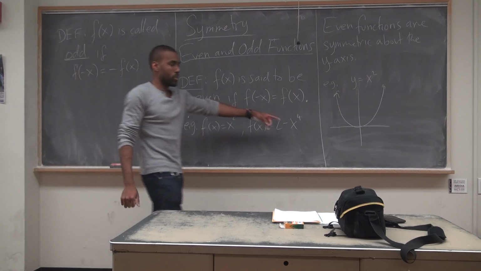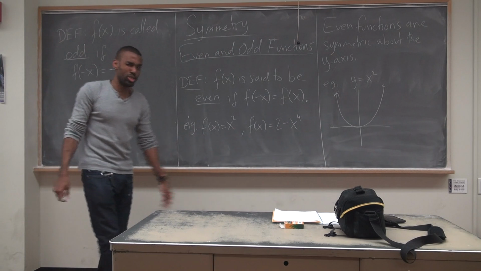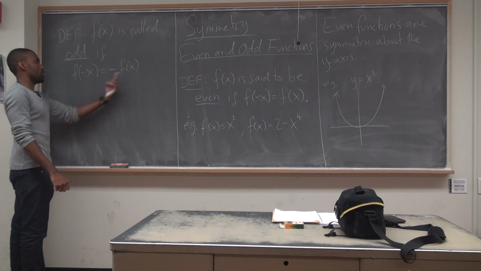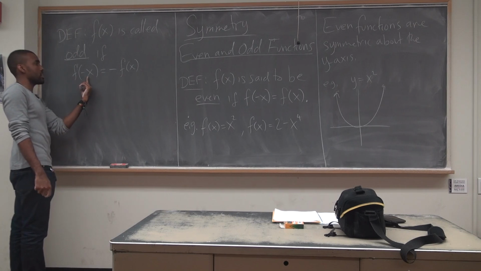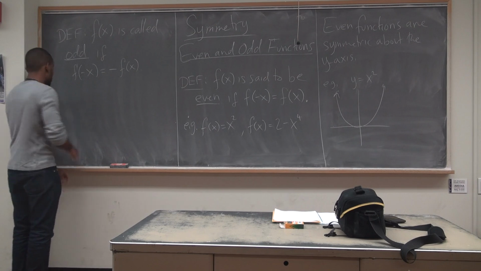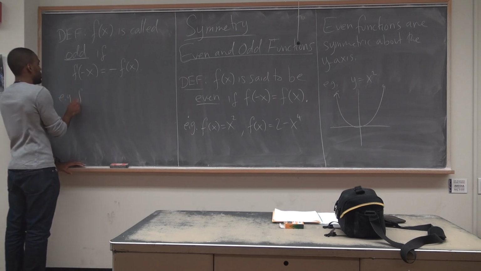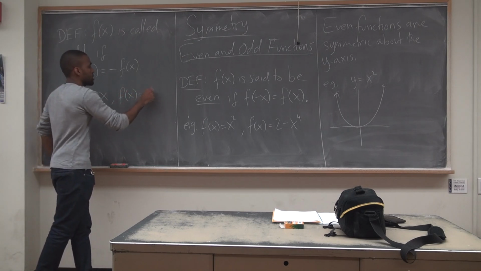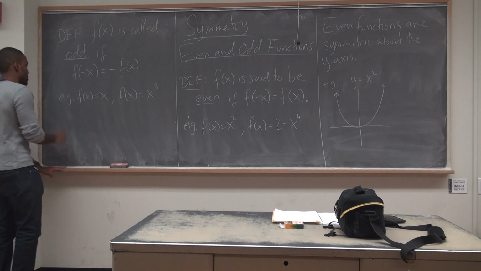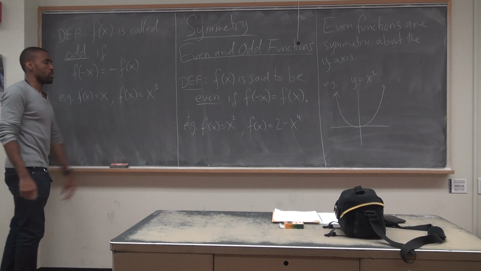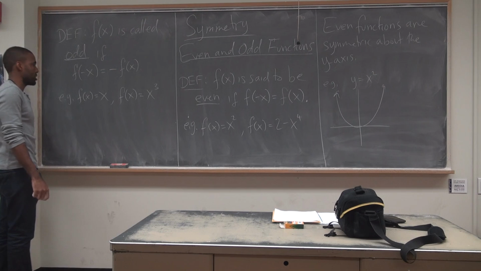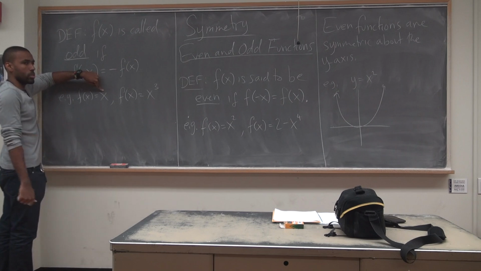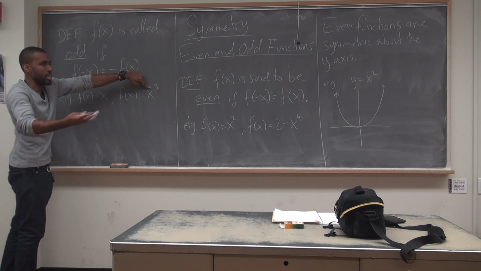Another famous example of an even function is the cosine function, but we don't really do trig in this class, so we won't have to know. But a function is called odd when, if you replace all x's with a negative, you get the negative of the original function. Example, f of x equals x is an odd function. f of x equals x cubed is an odd function. Basically all powers of x where the power is odd end up being odd functions. If I replace x with negative x, I get the negative of the original.